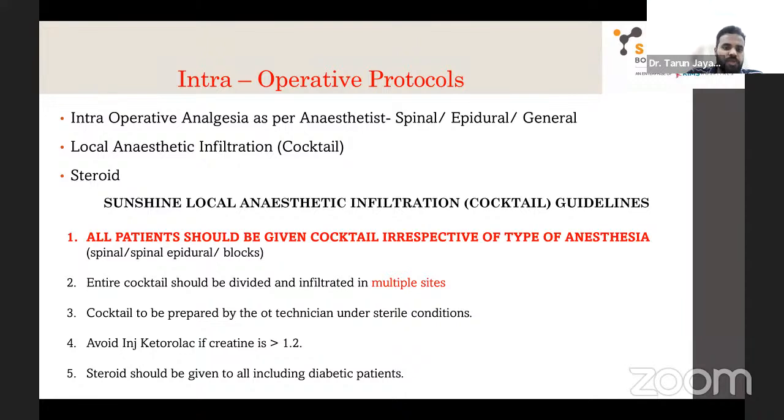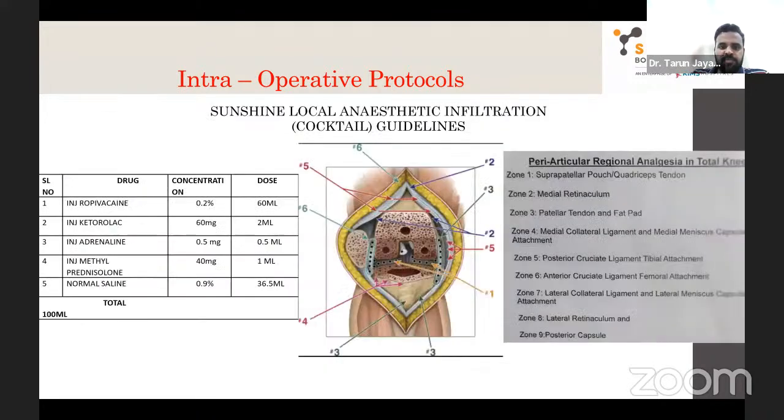This cocktail should be divided and infiltrated into multiple sites, which I'll show in the coming slides. And the cocktail should always be prepared under sterile precautions. Usually, in our case, the OT technician themselves prepare the cocktail. And steroid, which is a constituent of the cocktail, should be given to all diabetic patients. This is one thing which you have to note.